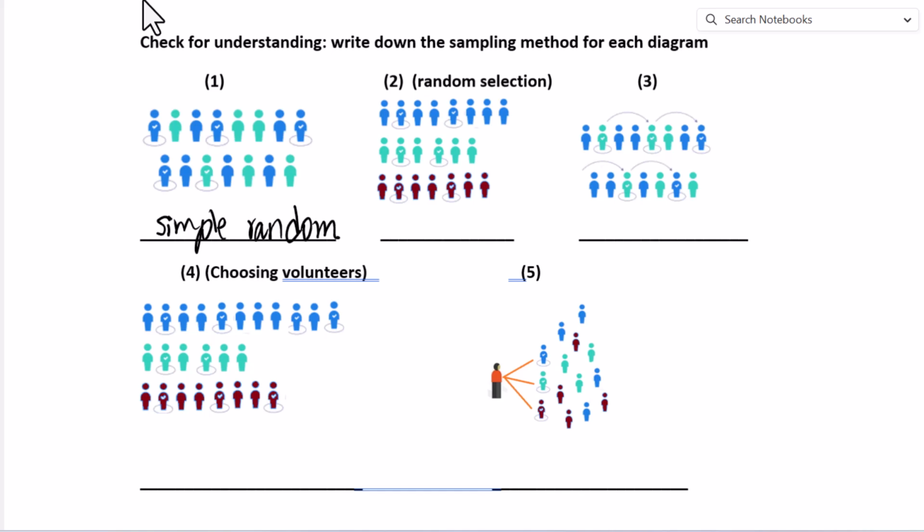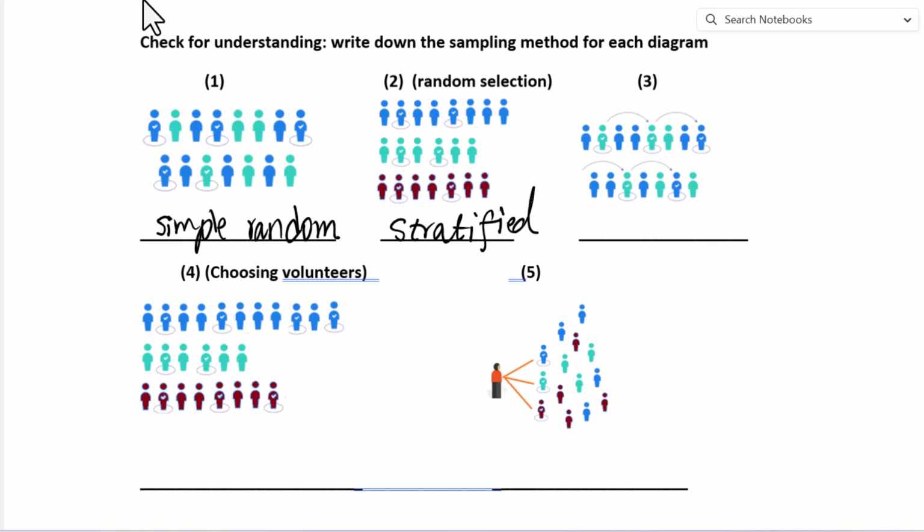Diagram 2, you can see the population is divided into 3 subgroups. For each subgroup, they randomly select 2 samples. So it is stratified sampling.